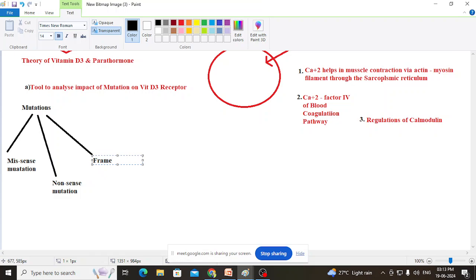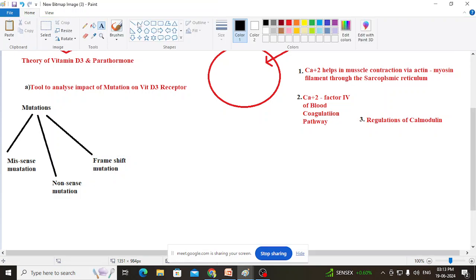Sorry for these clerical mistakes. Frame shift mutation. All these mutations we will see today, one by one, with a little bit of recapitulation. You might have already learned these things. Missense mutation is nothing but a mutation where a single nucleotide polymorphism takes place.